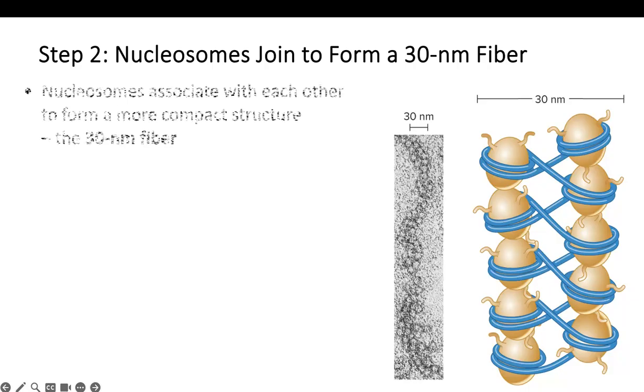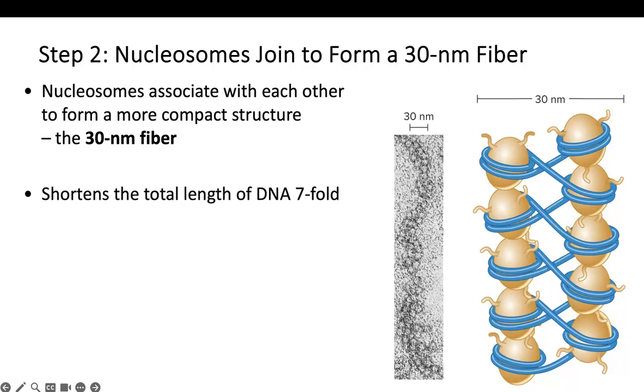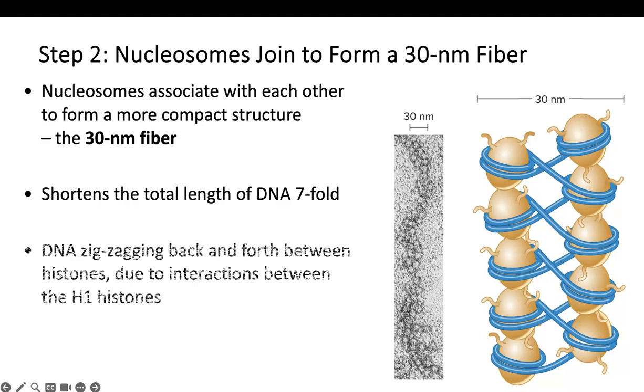In the presence of histone H1, nucleosomes associate with each other to form a compact structure that is about 30 nanometers wide. Scientists, being the creative geniuses that they are, deemed this the 30 nanometer fiber. This interaction among nucleosomes shortens the DNA by about sevenfold again. Our most recent evidence for what this structure looks like shows that this interaction takes the form of DNA zigzagging back and forth between histones due to the interaction between the H1 histone proteins.